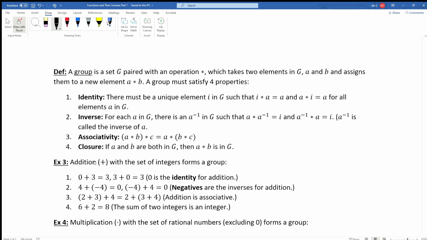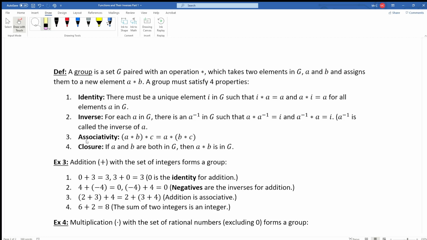So when we're talking about addition on integers, what would the inverses be? Well, okay, if I take 4 and I add a negative 4, I get 0. Right? So that's A star A inverse equals I. 4 plus negative 4 equals 0. And if I take negative 4 and then add 4 to that, I get 0. Same thing. A inverse star A equals I. So when I add a number and its negative, I always get the identity, which is 0. So we say that negatives are the inverses for addition.